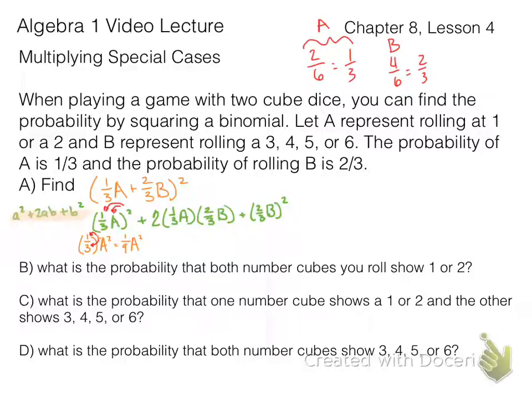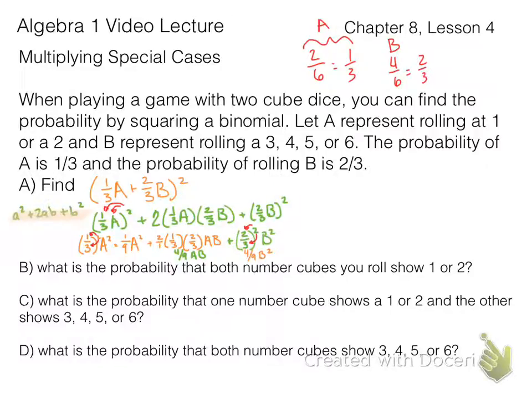There you go. Okay, so let's go ahead and simplify the 2 times 1/3 A times 2/3 B. Well, 2 as a fraction is 2 over 1. 2 times 2 is 4. 2 times 1 times 2 is 4. 1 times 3 times 3 is 9. So this ends up being 4/9 AB. All right, plus (2/3) squared times B squared. Well, 2 squared is 4, 3 squared is 9. Again, remember this, guys. Good. So that's going to be 4/9 B squared.